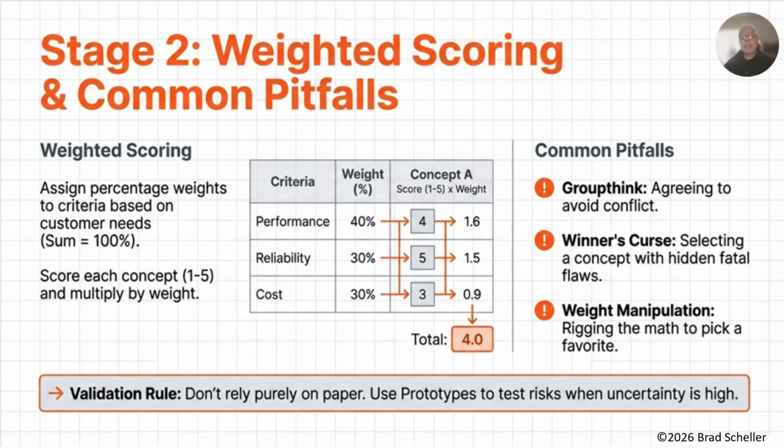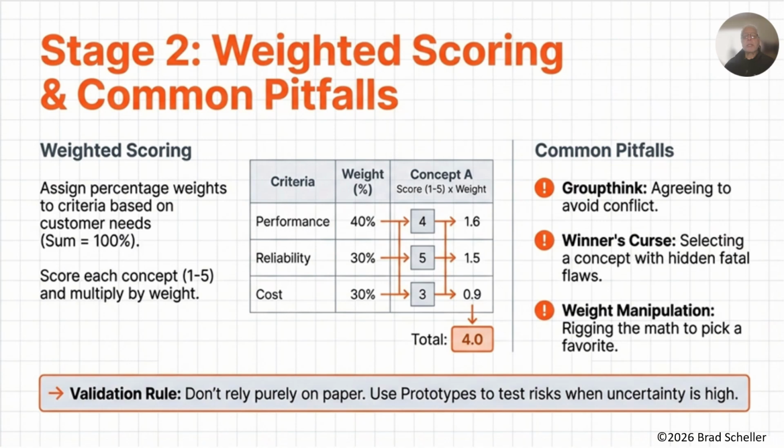So next in the Pugh matrix process is stage 2, where you get quantitative. Instead of plus, 0, negative, you assign actual scores and weights. And here's how the weighted scoring works. First, you assign weights to each criterion based on customer importance. In this model, performance might be 40%, reliability 30%, cost 30%. And again, in this model, weights must sum to 100%.